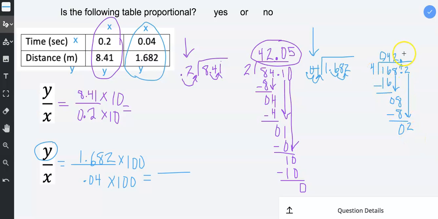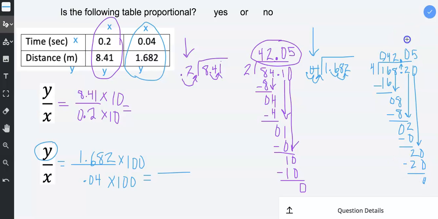4 goes into 2, 0 times. 0 times 4 is 0. I subtract. I get 2. I need to add a 0. 4 goes into 20 exactly 5 times. 5 times 4 is 20. I subtract. And I finally got to a remainder of 0.